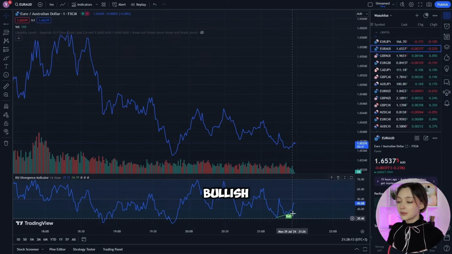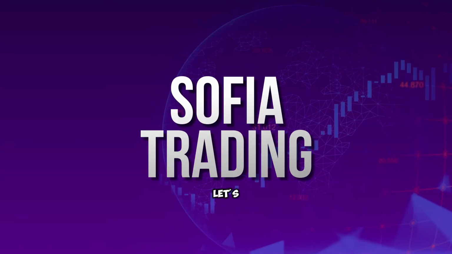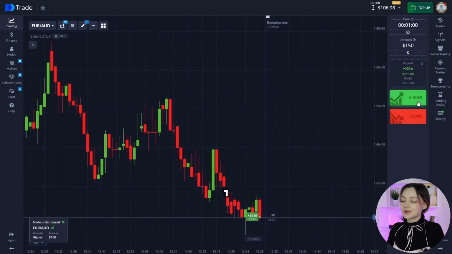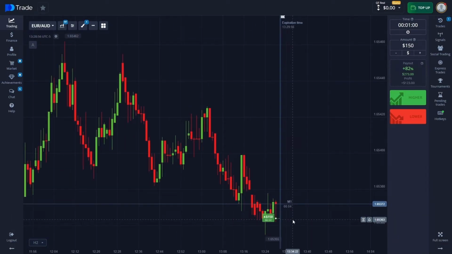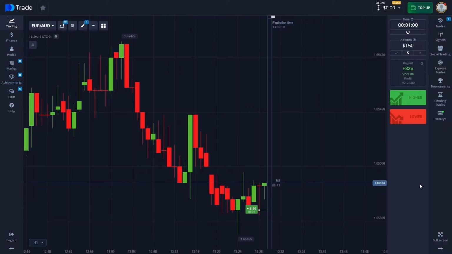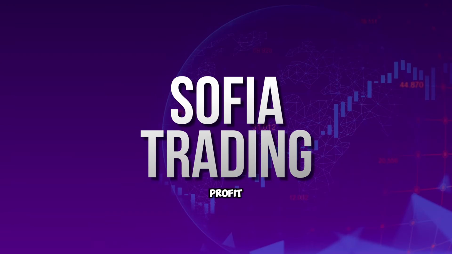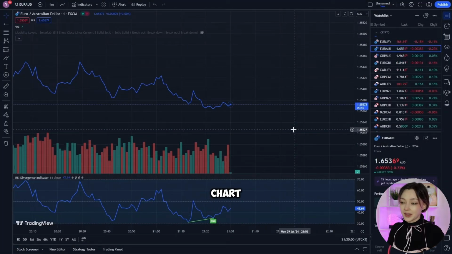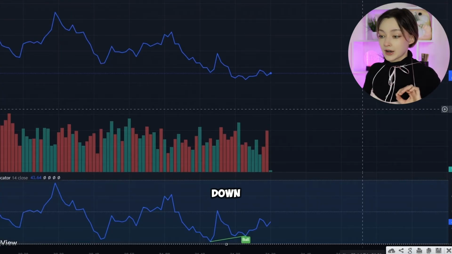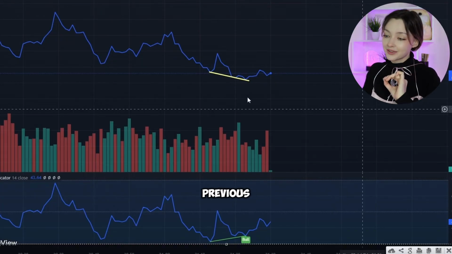So I just saw a bullish divergence, so I'm going to place a trade upwards. Let's go to the broker and open a 1-minute trade upwards. And our trade closed in a profit. Now let's analyze what this divergence looked like in the chart. We can see that the price went down from this level, and during that movement, the lows were getting lower than the previous ones.